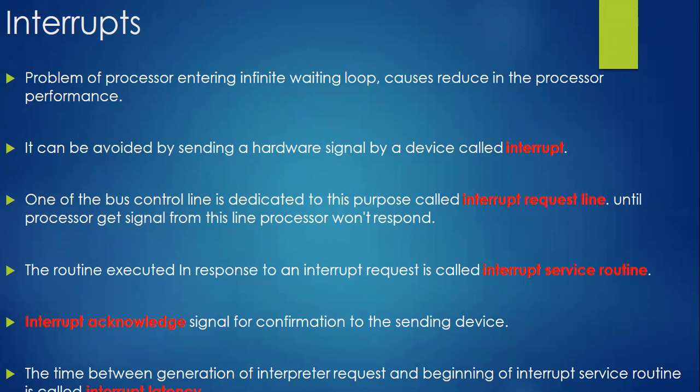But here, first point, just observe: the problem of the processor entering an infinite waiting loop causes a reduction in processor performance. What exactly is this point pointing to? See, this point is totally dependent on IO operations. Remember this. While explaining the input output operation, we used a data in buffer. For what purpose did we use that data in register? Because the typing speed of the user and the working speed of the processor, if you compare them, have a huge gap.